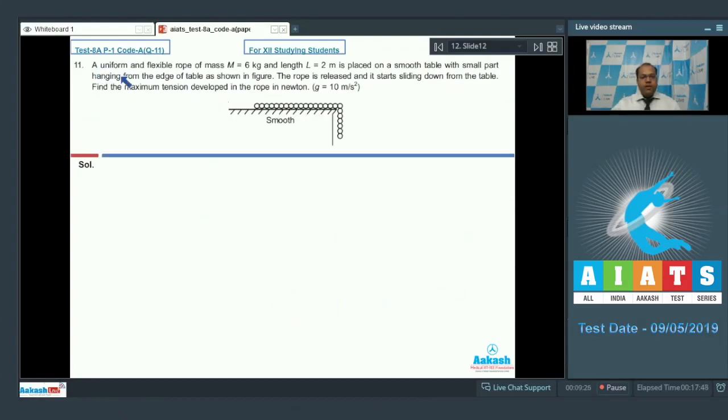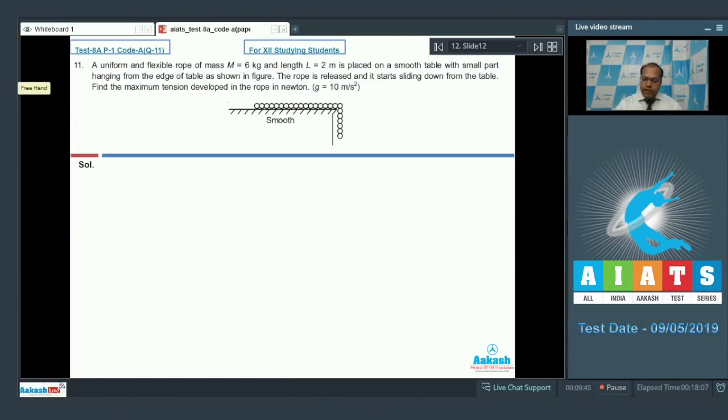In question number 11, a uniform and flexible rope of mass 6 kg and length 2 meter is placed on a smooth table with a small part hanging from the edge of the table as shown in the figure. The rope is released and it starts sliding down from the table. Find the maximum tension developed in the rope in Newton.